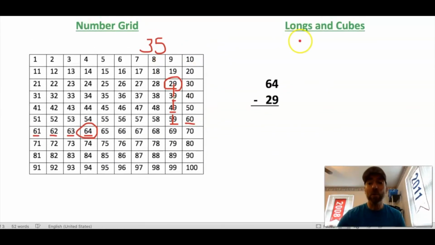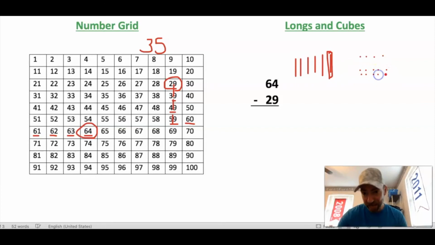And then our third way is to use longs and cubes. 64. Well, I'm going to make that using my longs and my cubes. And I want to subtract 29. Now, I can take away 2 tens, but I don't have enough cubes. So I have to make a trade. This long, I'm going to get rid of it, and I'm going to add in 10 cubes. There's my 10 cubes that I added on. Now, this guy is gone.